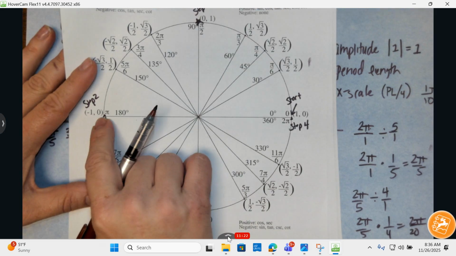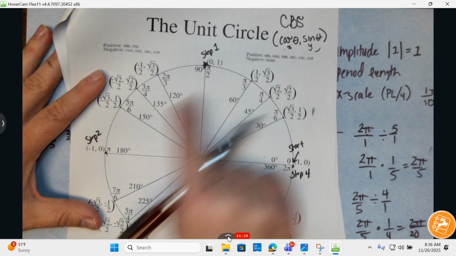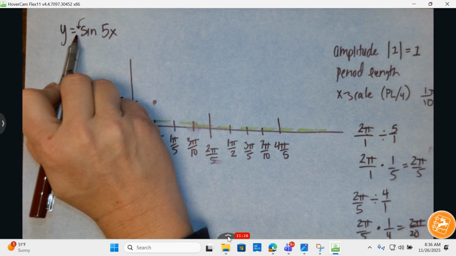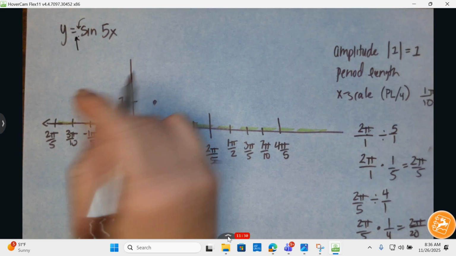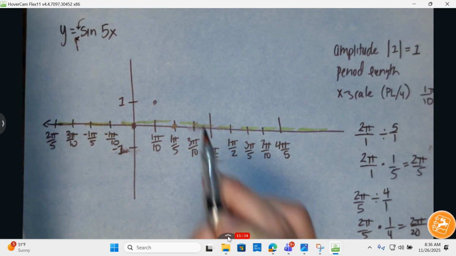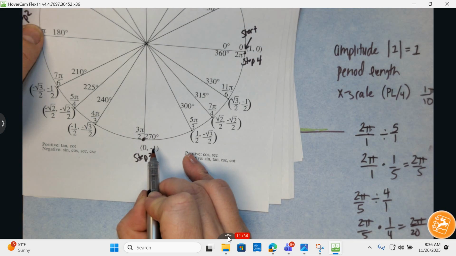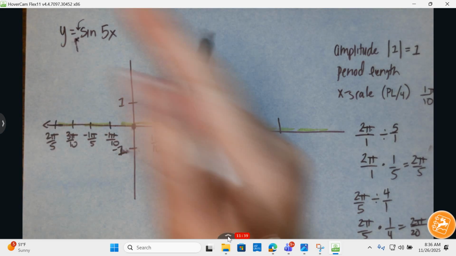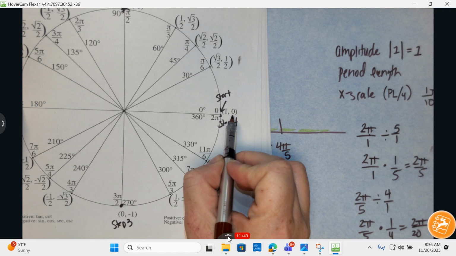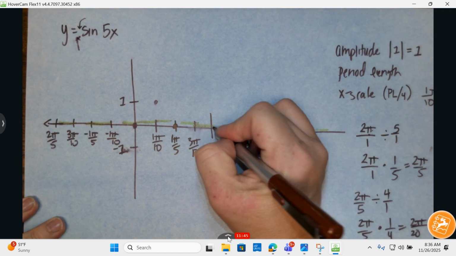Go to step 2. The sine output value is 0. 0 times whatever value is in front here, which is 1. So 0 times 1 is 0. Go to step 3. We have an output value of negative 1. Negative 1 times 1 is negative 1. And then finally, we have 0 again. 0 times 1 is 0.